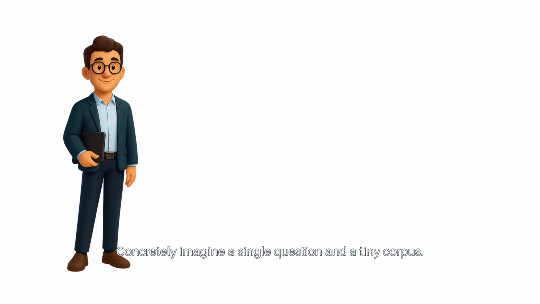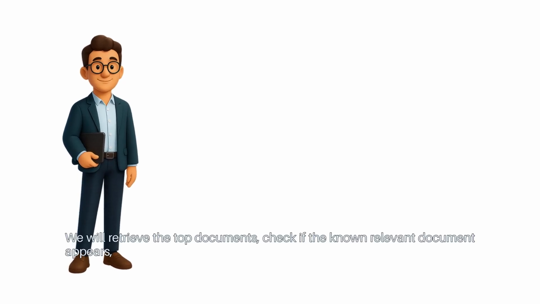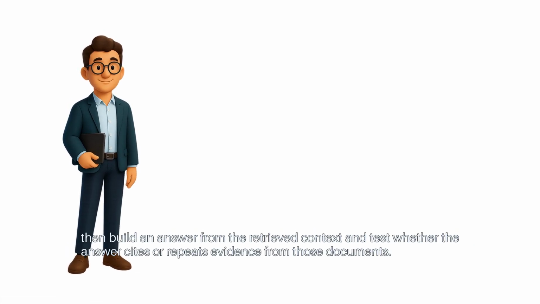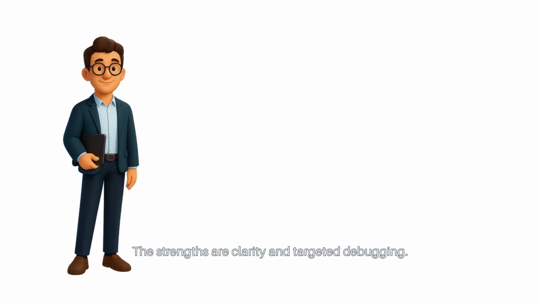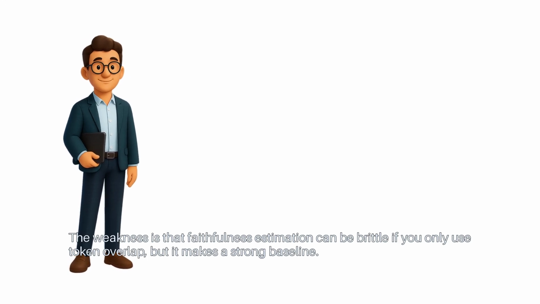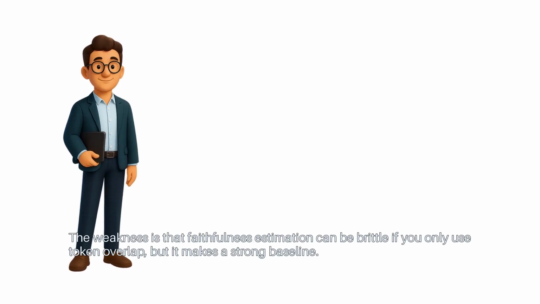Concretely, imagine a single question and a tiny corpus. We will retrieve the top documents, check if the known relevant document appears, then build an answer from the retrieved context and test whether the answer cites or repeats evidence from those documents. The strengths are clarity and targeted debugging. The weakness is that faithfulness estimation can be brittle if you only use token overlap. But it makes a strong baseline.